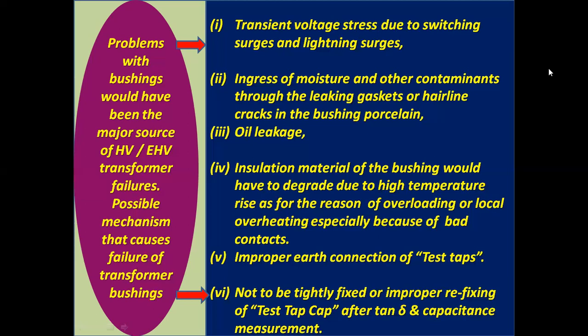3. Oil leakage. 4. Insulation material of the bushing degrades due to high temperature rise because of overloading or local overheating, especially because of bad contacts. 5. Improper earth connection of test taps not tightly fixed, or improper refixing of the test tap cap after tan delta and capacitance measurement. These are the main causes for failure of transformer bushings.